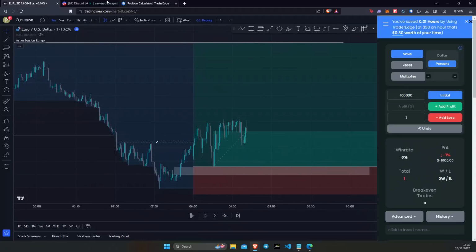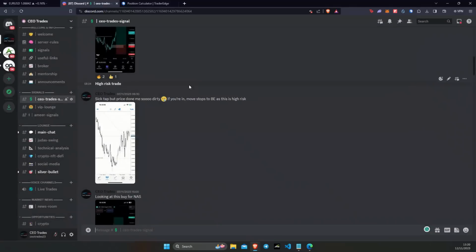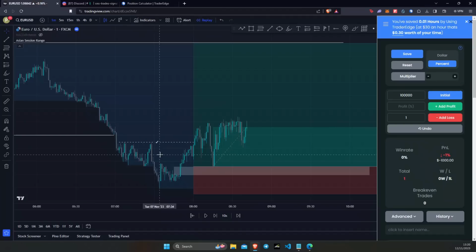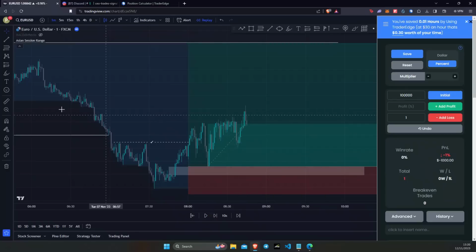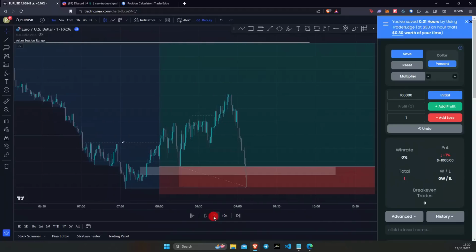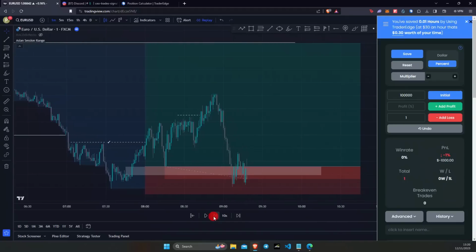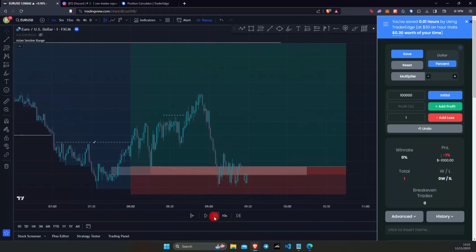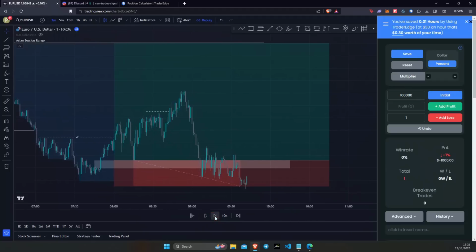So what I said to everyone in the Discord is move to break even, because it is a high risk trade. We're trading against the trend. So once we broke this high right here, I told everyone to go break even. After that, what actually happened is price did reverse, end up hitting our break even, and then for anyone who didn't go break even, price then ended up taking them out by hitting the stop loss. But for me on this day, it was a break even trade, so neither a profit, neither a loss.